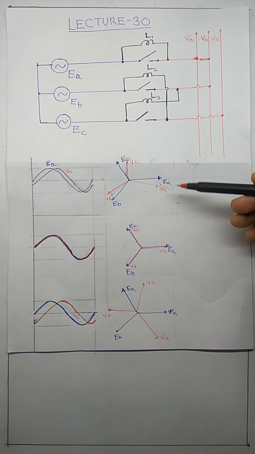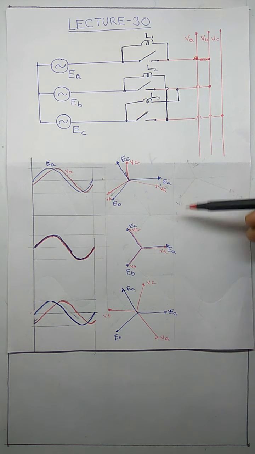Now let's look at how this information helps us in finding what is the frequency and what is the phase of this generator. Now let's look at a condition.